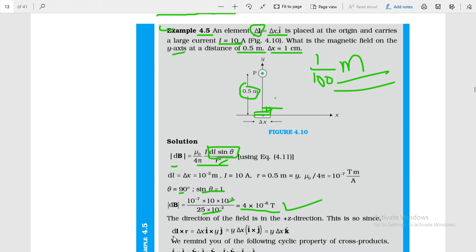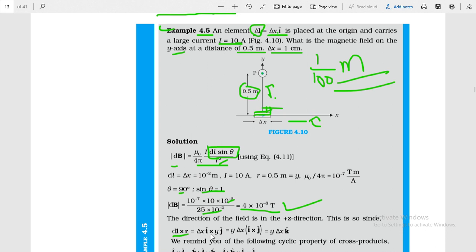So you can see here dl cross r. Now you can see dl is along the i axis. Now r is the distance along the j axis, so you can write j cap. It means from here you will get delta x i cap into y j cap.